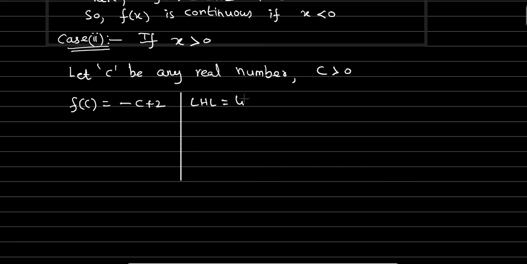Now the left hand limit, x is approaching c from the left hand side, f of x. So f of x is what? The second function. The second function is minus x plus 2. Now applying the limit, minus c plus 2.